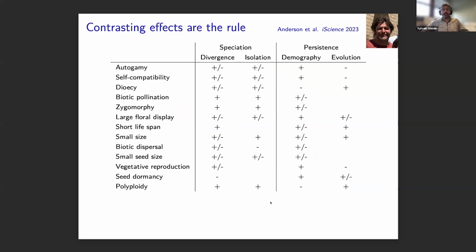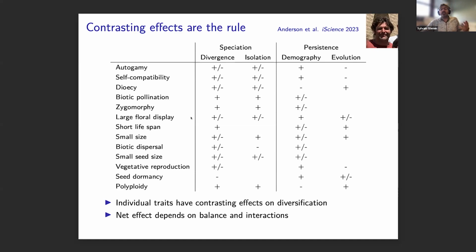And actually, when we did that for all the other traits we chose, it was roughly the same pattern. You see you have plus and minus in many directions, so it's difficult to have a theoretical prediction of what should be the effect of a trait on diversification. So globally, most traits, if not all, have contrasting or opposing effects on diversification. And in addition, some traits are correlated, which also complicates the prediction. The net effect should depend on the balance of these interactions.